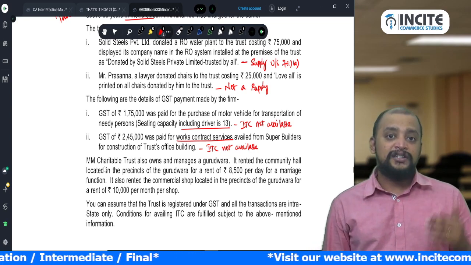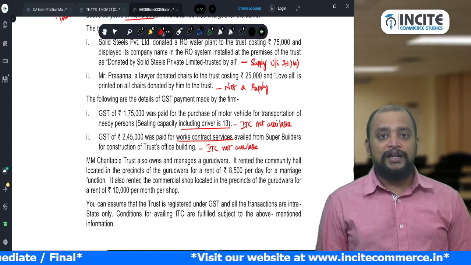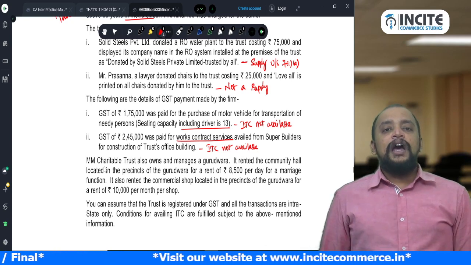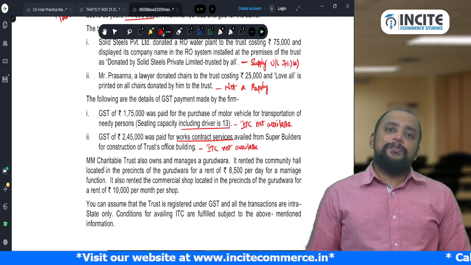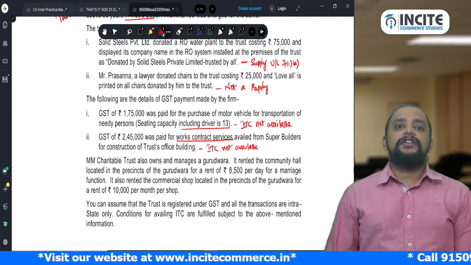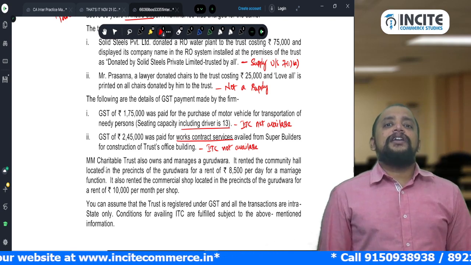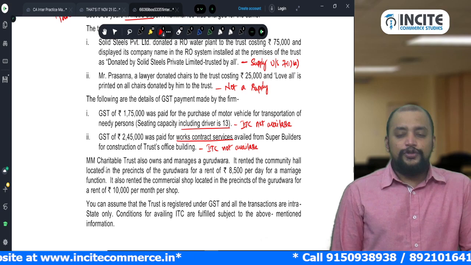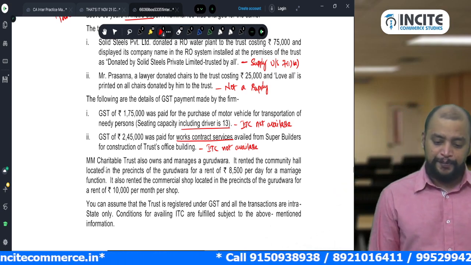What are the exceptions? If such expenditure is charged to P&L. Is this expenditure charged to P&L? We don't have the information. And then, this is only for the purpose of the recipient. Yes, it is for the purpose of the recipient. It is not for the purpose of a builder. And then it is not in relation to plant and machinery, so due to that reason it is not covered. If it is in relation to plant and machinery, it's an exception.